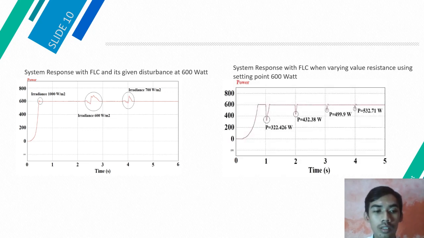The second picture shows the response of the system using control when the resistance is varied with a set point of 600 watt. The variation of the resistance is given from second 1 to 4. It can be seen that every time there is a change in the value of the resistance, the system response can still stabilize the power output. This proves that the control can work well.